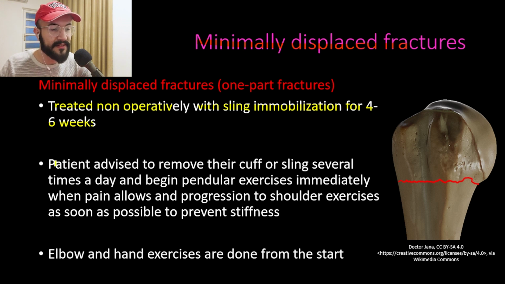And the patient is advised to remove their cuff or sling several times a day and begin pendulum exercises immediately when pain allows, and progress to shoulder exercises as soon as possible to prevent stiffness from occurring. And elbow and hand exercises should be done from the start to prevent stiffness in these joints.